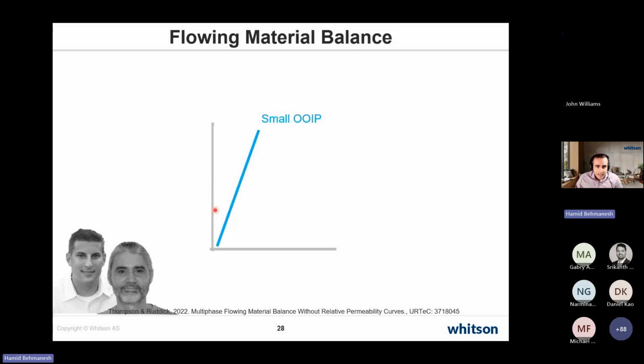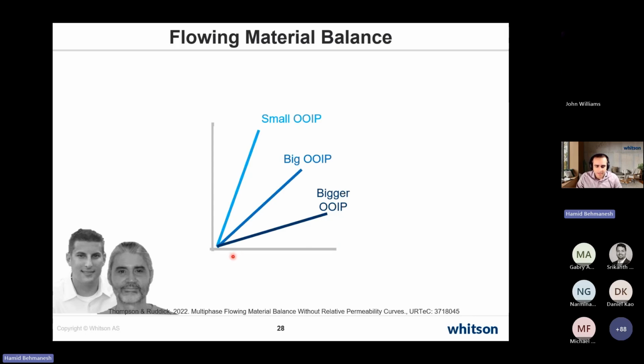So at the end of the day, based on this plot, if our data has this slope, it will be proportional to 1 over OIP. If I'm dealing with a steeper slope, I'm going to have a smaller OIP, and with a shallower slope, a bigger OIP.